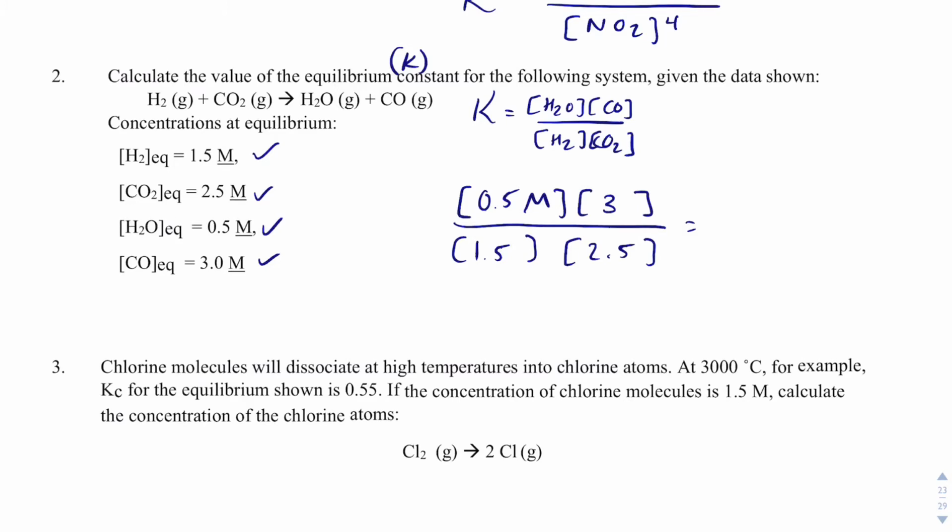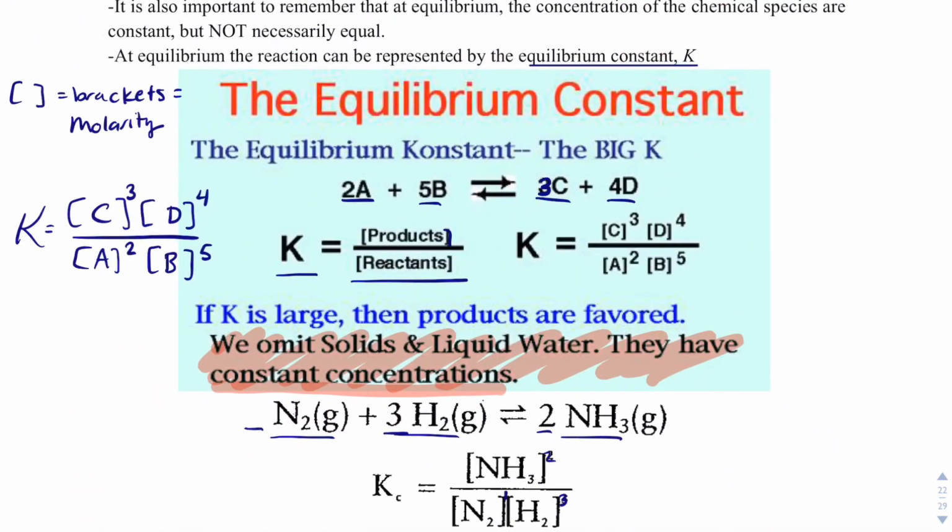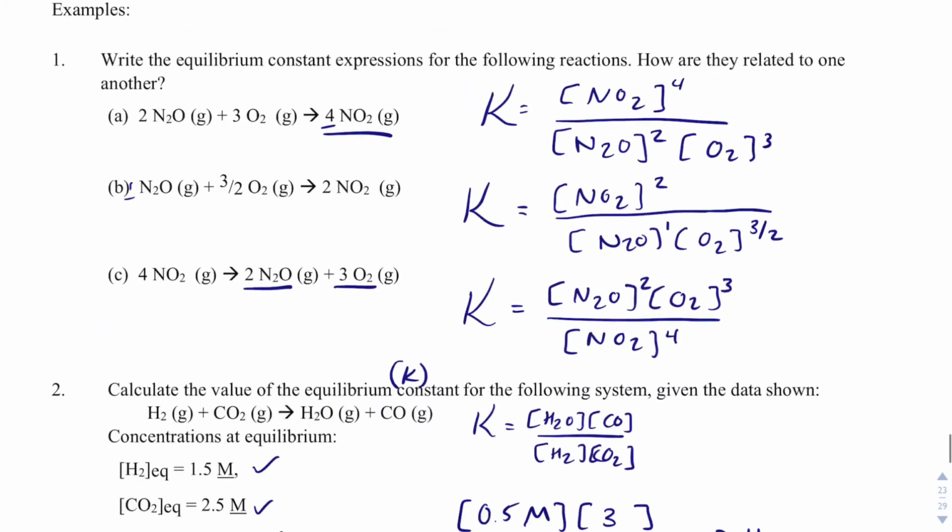Okay. When I solve this out, I get 0.4. This tells me that we form very little amount of product. Why? A good justification is because K is less than 1. Now, one thing I don't think I said is that K has no units. So that's very nice. K will never have units.